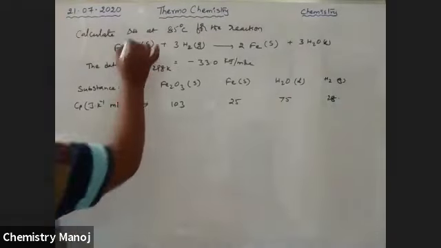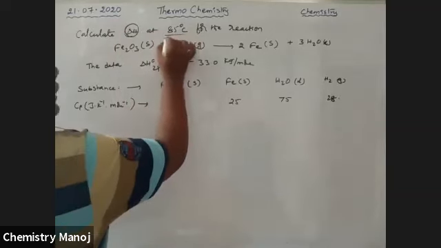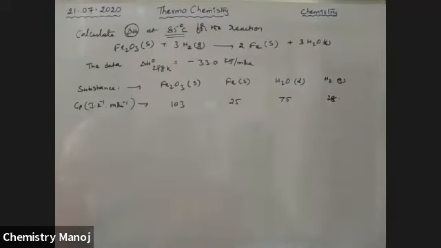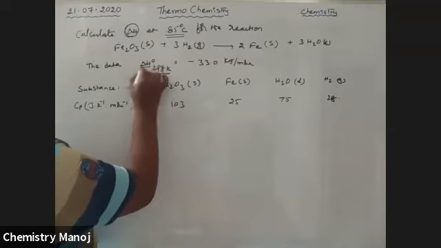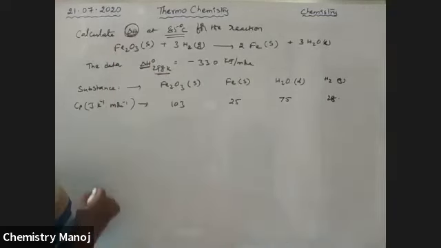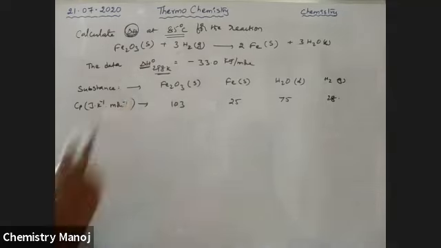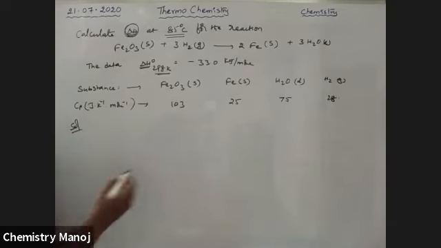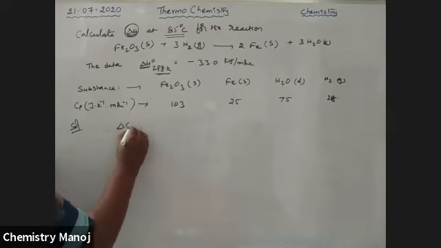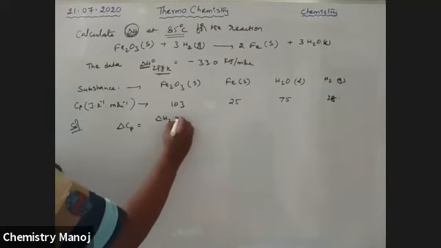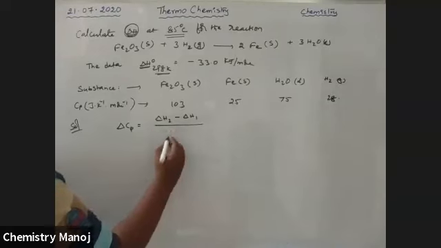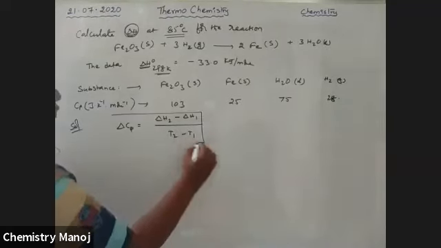You want to calculate delta H value, the change in enthalpy value, at 85 degrees centigrade. At 298 Kelvin there is a delta H value, and you want to calculate how much the value is at 85 degrees centigrade. That means at one temperature delta H we know, and at another temperature we want the change in enthalpy for the same reaction. For that purpose, we use Kirchhoff's equation. According to Kirchhoff's equation, delta Cp is equal to delta H2 minus delta H1 by T2 minus T1. This is the formula we want to use.